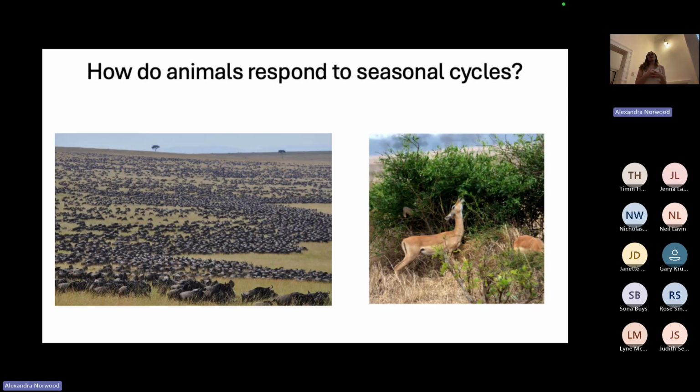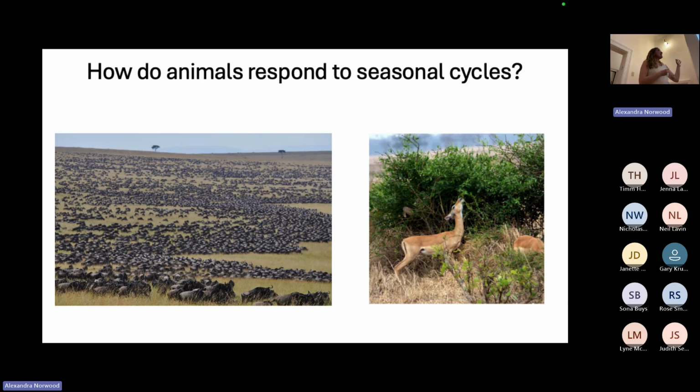To think about how animals respond to seasonality, to seasonal changes in the amount or quality of plants that are available to them to eat, they either have to move. This is a picture of the wildebeest migration. They either have to move, go somewhere else to find food, or they have to change what they eat. So some animals, like the springbok, will seasonally go back and forth between eating more grass or eating more leaves and shrubs to adapt to what's happening. So animals kind of have these two options, or to just die, which is the worst option, obviously.